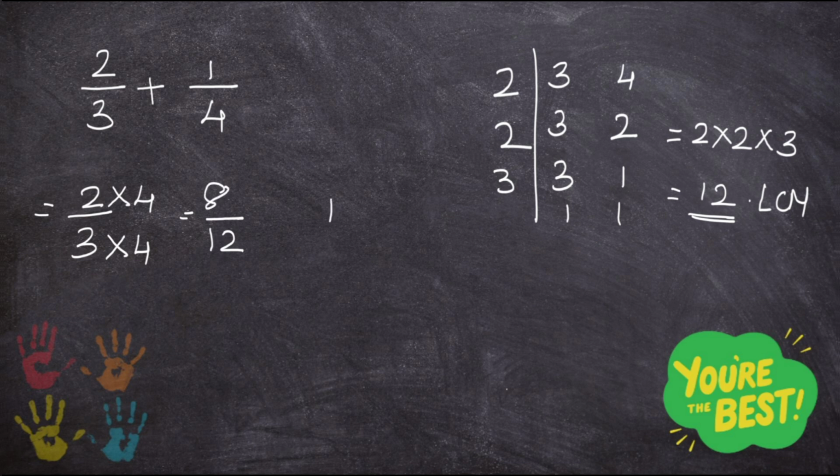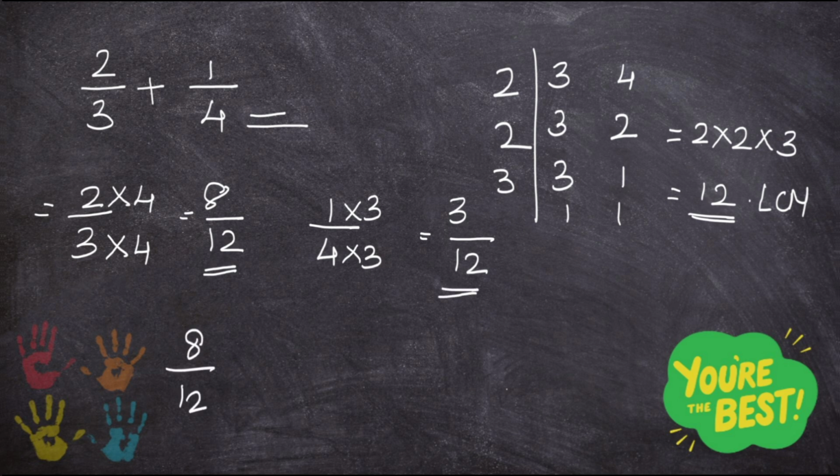And the same thing with the other fraction, which is 1 upon 4. Over here it is 12. 4 into what will give me 12? It is 3. So the same thing, 3. Now what are you going to do? You are not going to use the original fractions. You are going to use these two new fractions. So it will be 8 upon 12 plus 3 upon 12.